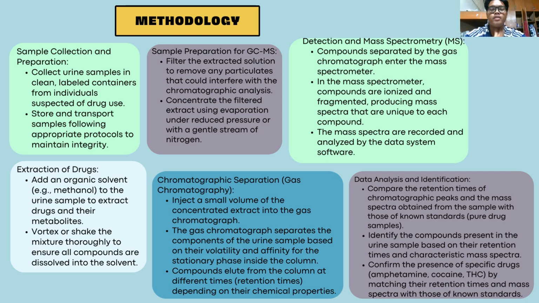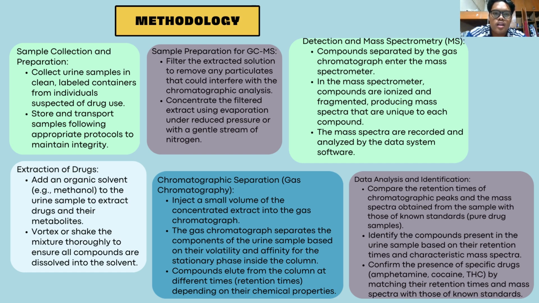Methodology: sample collection and preparation. Collect urine samples in clean, labeled containers from individuals suspected of drug use. Store and transport samples following appropriate protocols to maintain integrity. 2. Sample preparation for GCMS. Filter the extract solution to remove any particulates that could interfere with the chromatographic analysis. Concentrate the filtered extract using evaporation under reduced pressure or with a gentle stream of nitrogen.